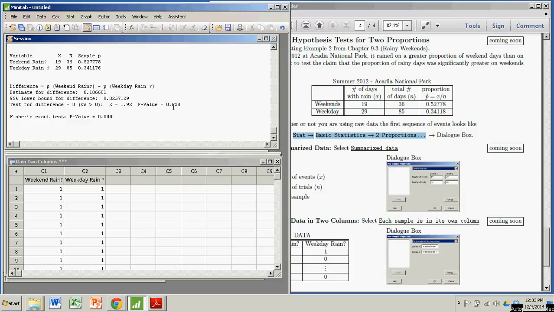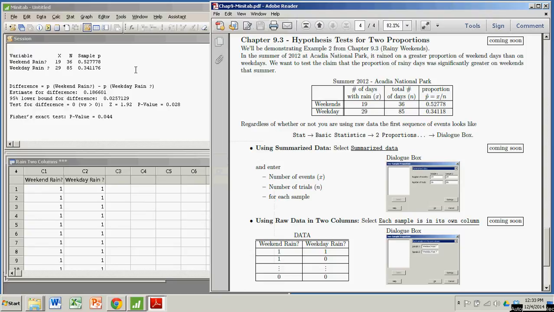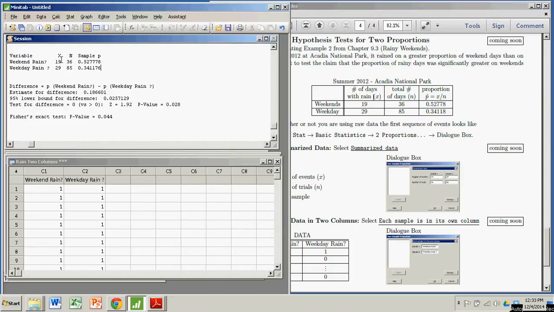It rebuilds this contingency table here. Weekend rain, there were 19 days out of 36. Weekday rain was 29 out of 85, so it gives me my sample proportions and does a little bit of the work for me. We're looking at the difference of the proportion of weekend rain minus the proportion of weekday rain. When you come down for the test, we're testing that this is greater than zero. We get a Z test statistic of 1.92, and most importantly to us, a p-value of 0.028.